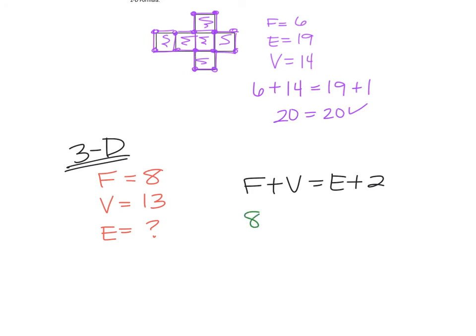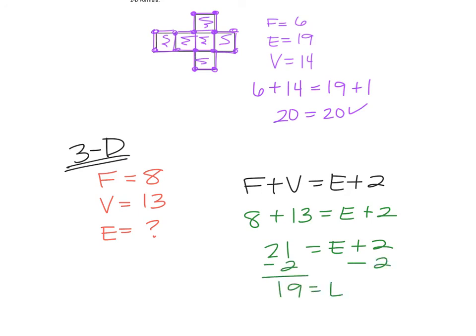So faces, right, is 8, plus vertices is 13. Edges is what we don't know, so we're going to leave it as E, plus 2. And I will tell you, this should be the easiest question on this test, and people get it wrong because they rush. Because people see this and they go 21 equals E plus 2, so there's 23 edges. No, why would someone do that? I don't know, but they do it every year. Okay, solve it. Take away 2, and 19 is your number of edges.